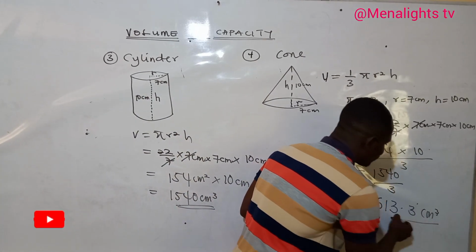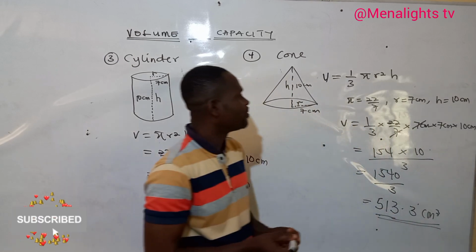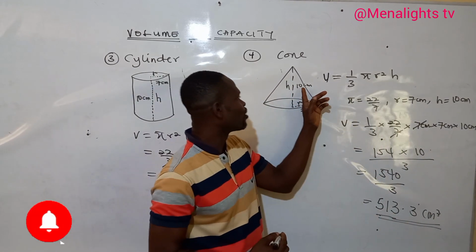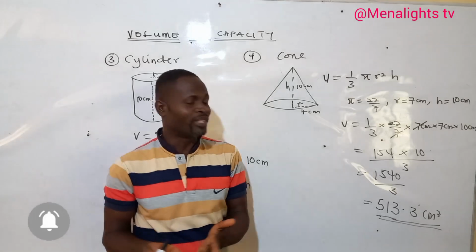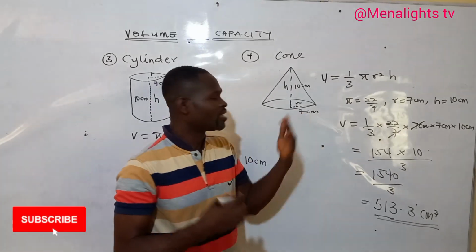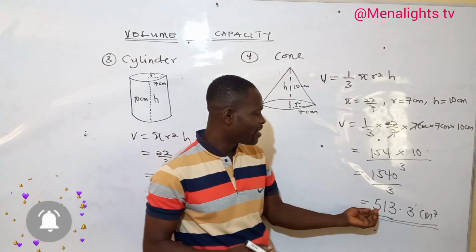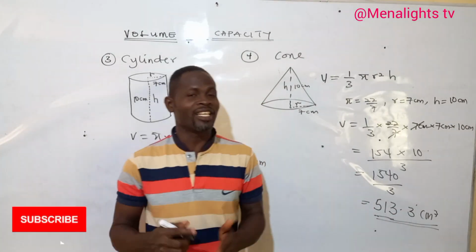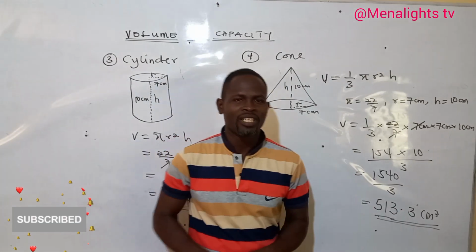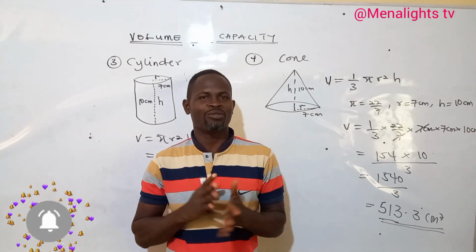Centimeters cubed, which means that if the height of the cone is 10 centimeters and the radius is 7 centimeters, the volume is definitely going to be 513.3 centimeters cubed.